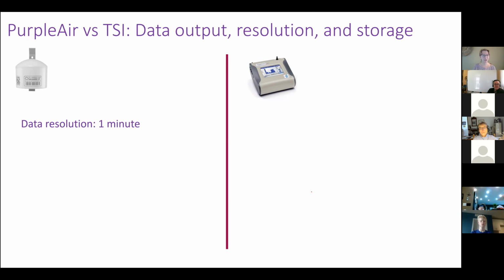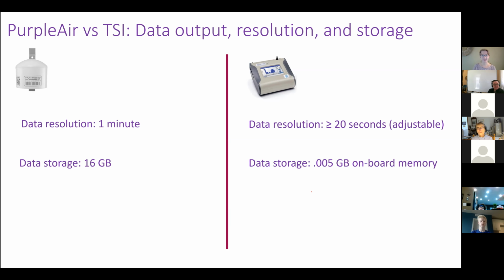With our data resolution, the PurpleAir sensor has a resolution at its finest, which is 1 minute. With the TSI, we can go all the way down to 20 seconds, so that has a finer time resolution. The PurpleAir sensor has 16 gigabytes of data storage available, whereas the TSI sensor only has 0.005 gigabytes, so it requires more consistent data download.